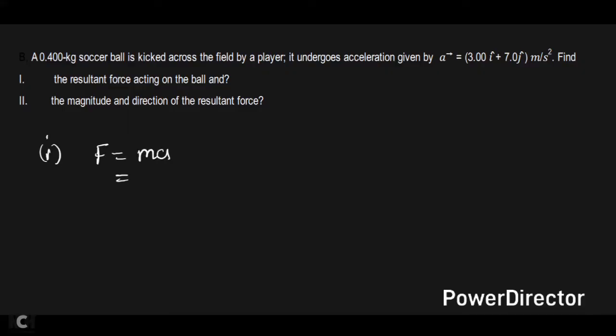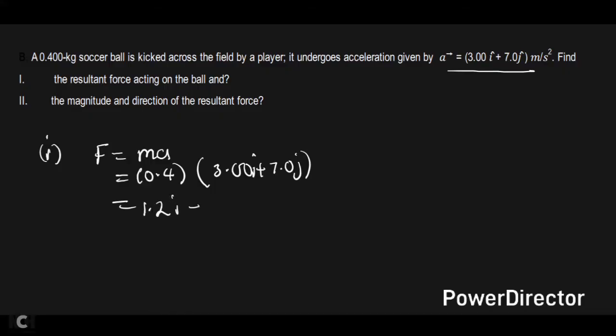So what's the mass in this situation? The mass in this situation is 0.4, then what's the acceleration? The acceleration we've been given is 3.00 i plus 7.0 j, like that. So you have 0.4 times 3, it will give us 1.2 i, plus 0.4 times 7, that is 2.8 j. So this is your resultant force.